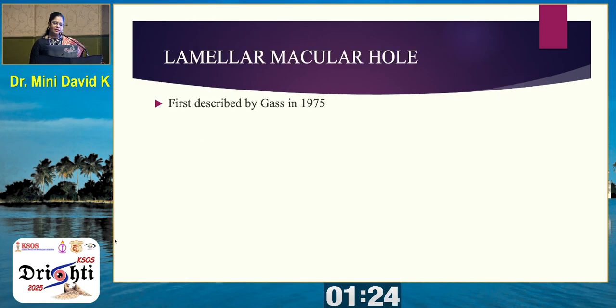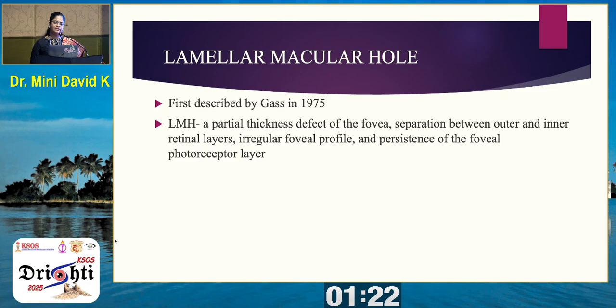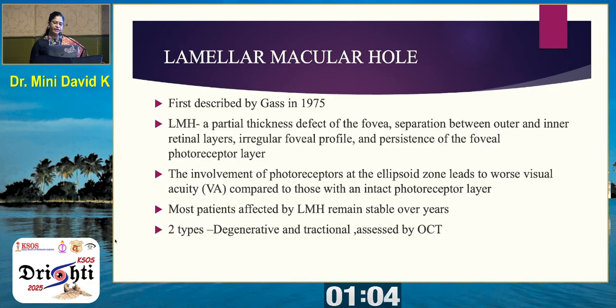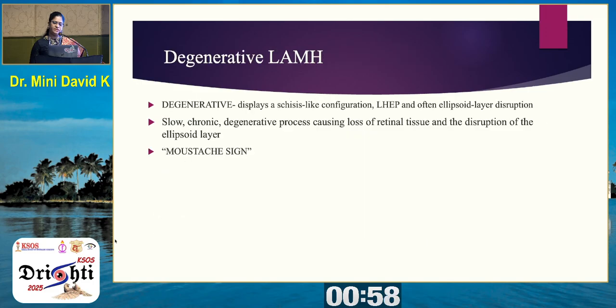Next is about lamellar hole. It's a partial thickness defect at the fovea, with separation between outer and inner retinal layers, an irregular foveal profile, and a persistent foveal photoreceptor layer. Involvement of photoreceptors at the ellipsoid zone leads to worse visual acuity compared to those with an intact photoreceptor layer. Most patients with lamellar macular hole remain stable over years, and there are mainly two types of lamellar holes, the degenerative and the tractional type. They can be assessed by OCT.